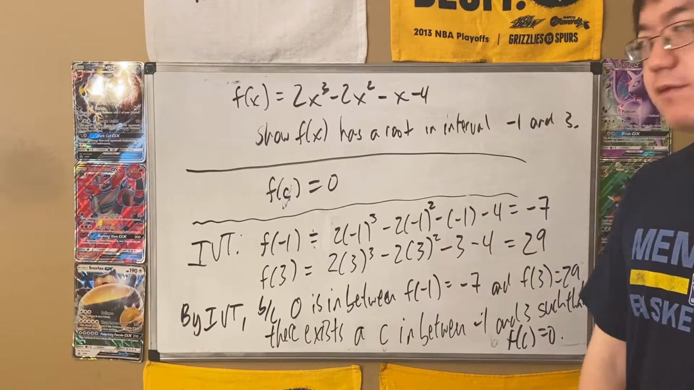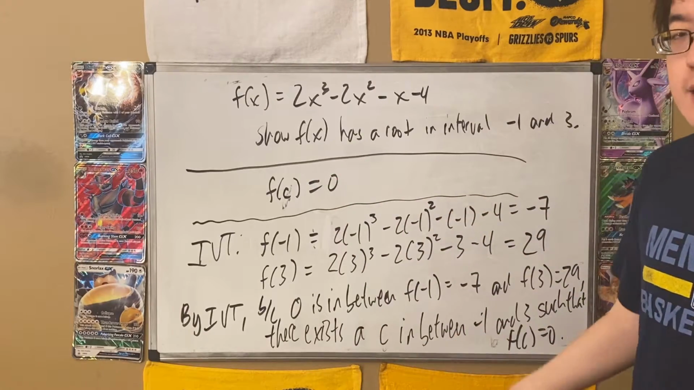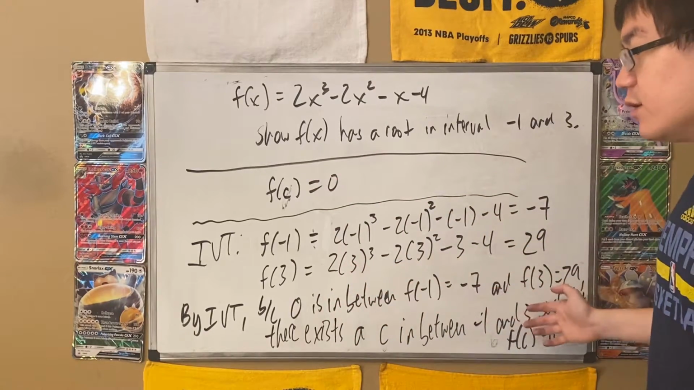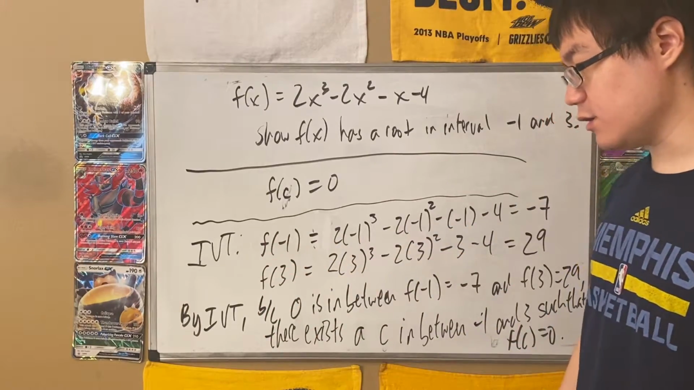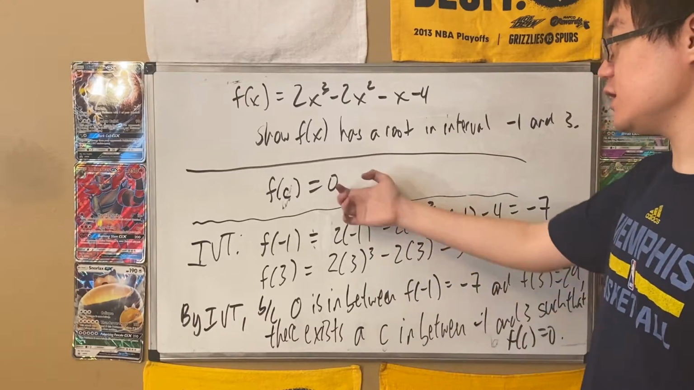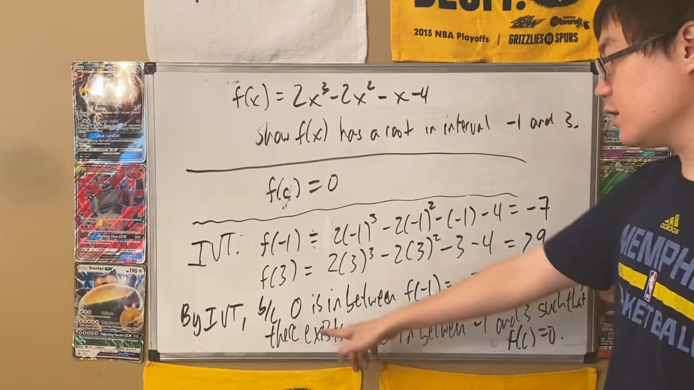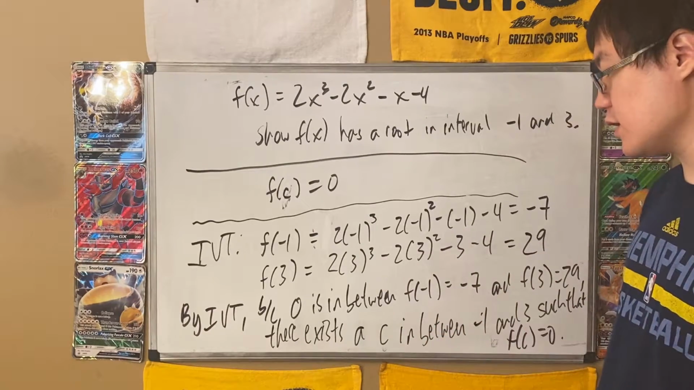In order to employ IVT, all you do is plug in the endpoints and you hope that your y value is in between, and it needs to be in between. So the most important thing is probably the sentence. So let me go over the sentence. It's either by IVT, then we write the justification. So the justification is 0 is in between these y values that we found. So 0 is in between f of -1 and f of 3 because they're -7 and 29.